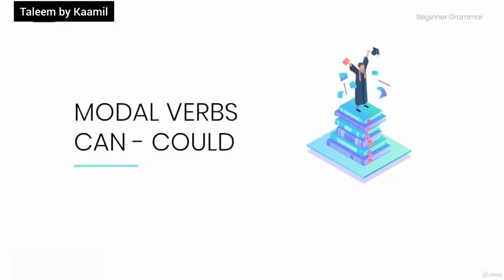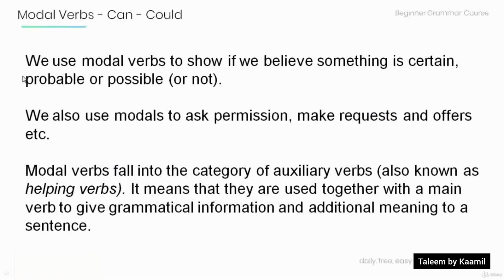Welcome to this tutorial. Today, we're going to talk about modal verbs, can and could. Let's get started. We use modal verbs to show if we believe something is certain, probable, or possible or not. Remember that we also use modals to ask permission, make requests and offers, etc.